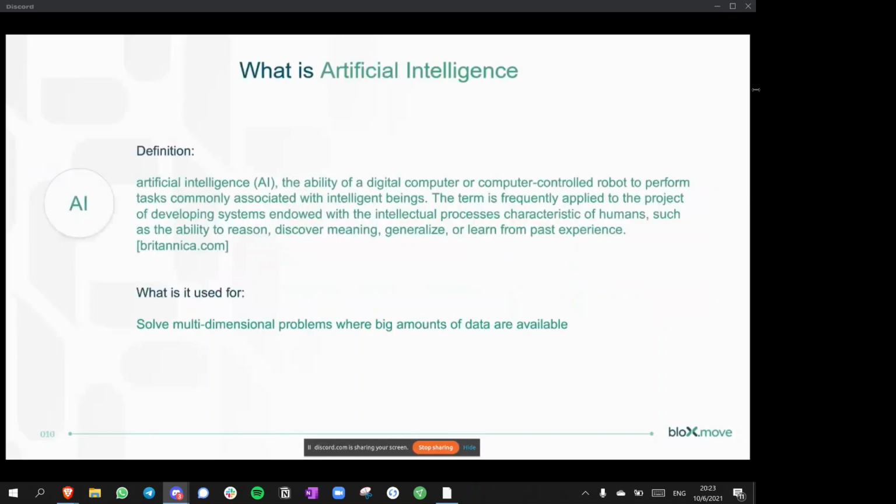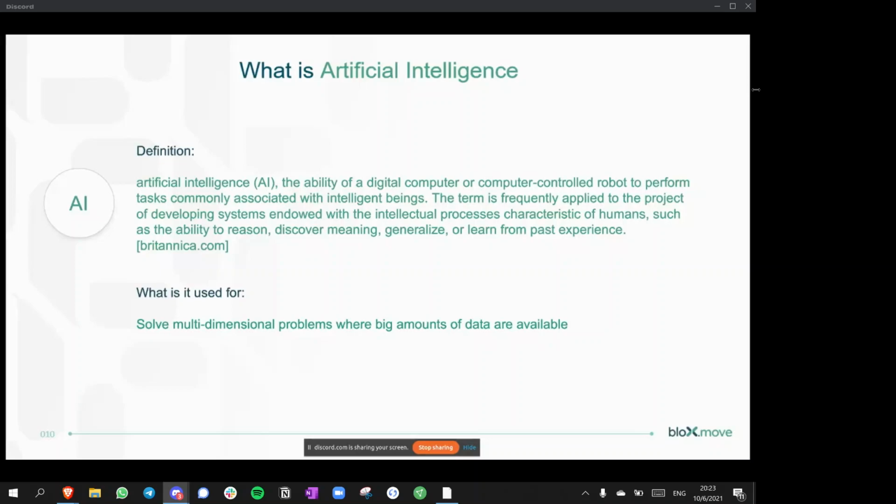The formal definition of artificial intelligence is the ability of digital computers to perform tasks commonly associated with intelligent beings. And this term is frequently applied to the project of developing systems endowed with intellectual processes, and so on. Too much blah blah blah. What it's basically saying is that it is something that lives inside a computer, let's say an algorithm, that is able to solve tasks that are similar to the ones that humans solve. That means, is that intelligent, or is it just mimicking what humans are doing, and that's why we are saying that.